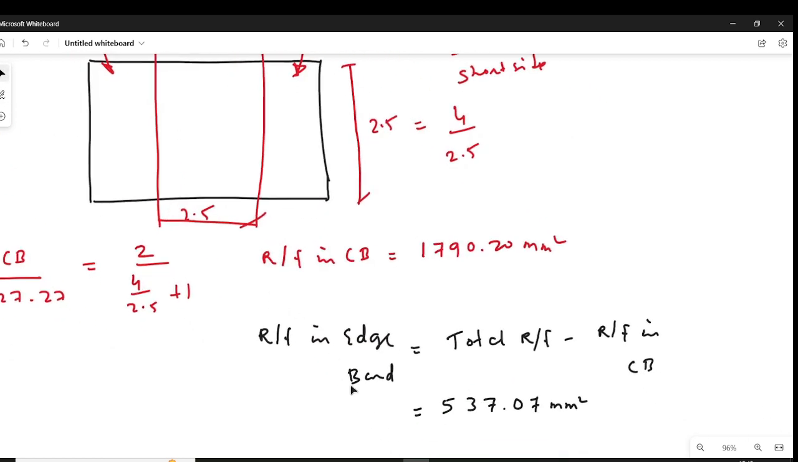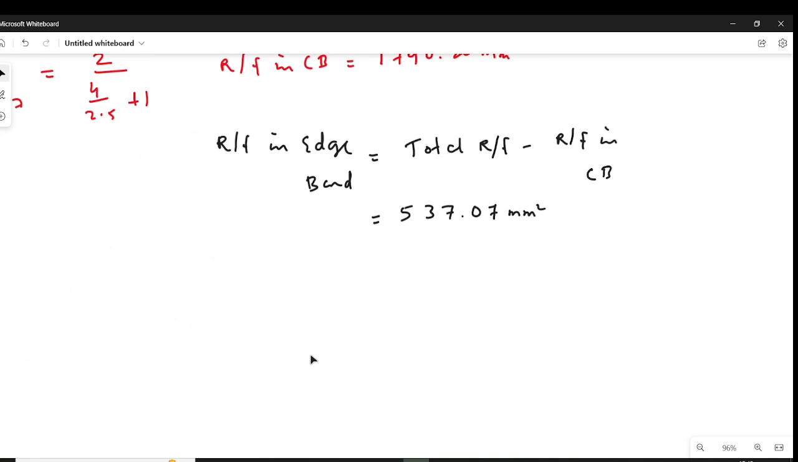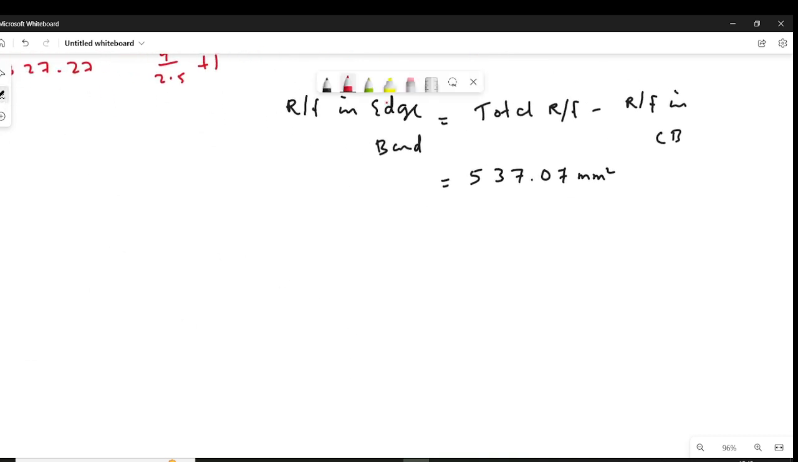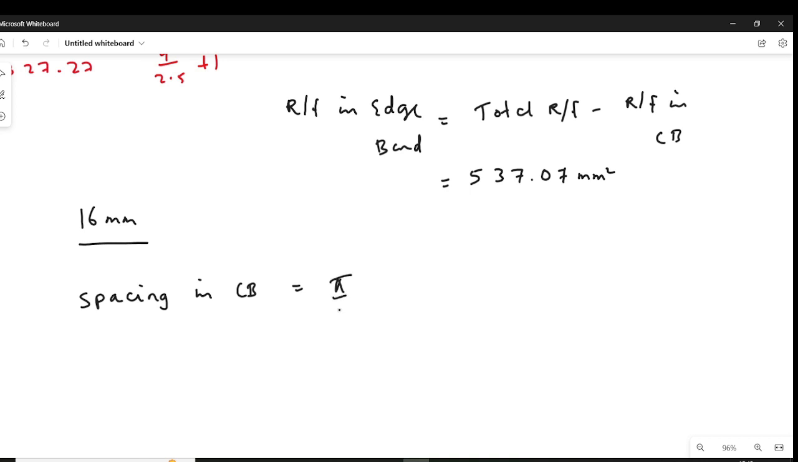Now we have to find the spacing in the central band. For that we have to assume the diameter of the bar. Let's say that we will provide 16 mm diameter bar in the shorter direction, in the y direction. Spacing in the central band equals pi by 4 into 16 square divided by area of reinforcement in the central band, which is 1790.20, into width of the central band.